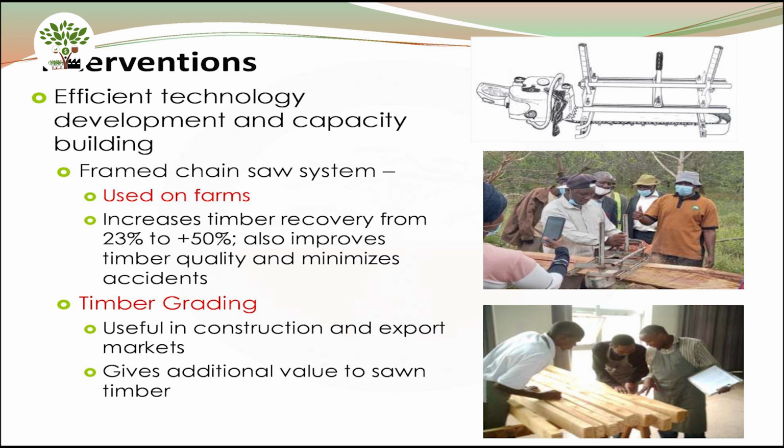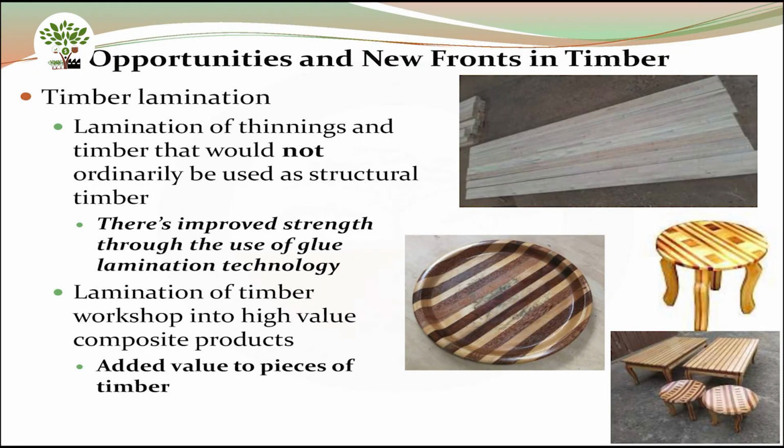The other one now with the mechanized one is the narrow bandsaws used at industrial level, and we have recovery rates of over 60%. To enhance the supply of forest products, mainly to maintain surpluses again, is also through promotion of timber lamination and lamination of thinnings and timber that could not ordinarily be used as structural timber. When you laminate timber, either glue lams or cross-laminated, you've increased also the mechanical strength of that particular member. And then lamination of timber waste to make composite products, you have added value to pieces of timber, and you can see some of them being exhibited out there.